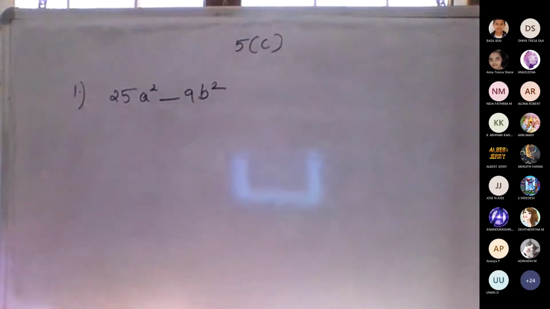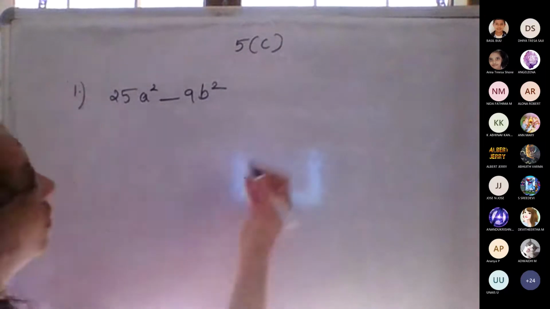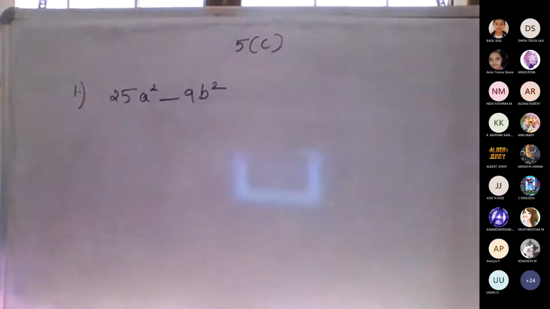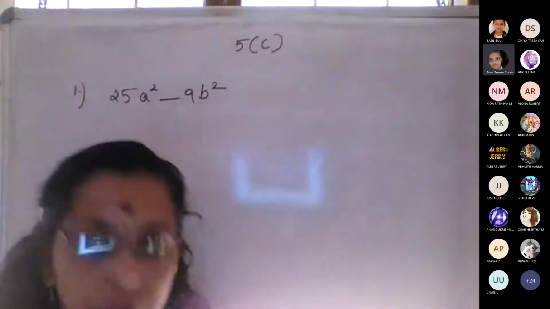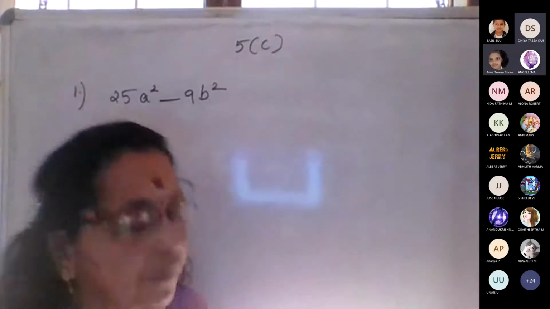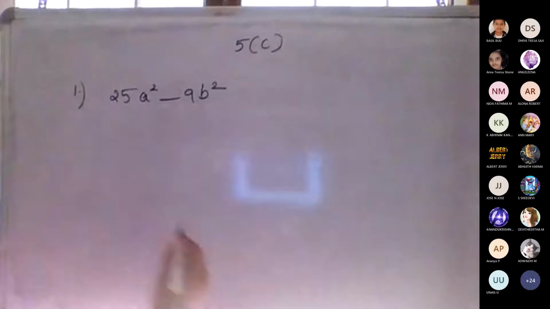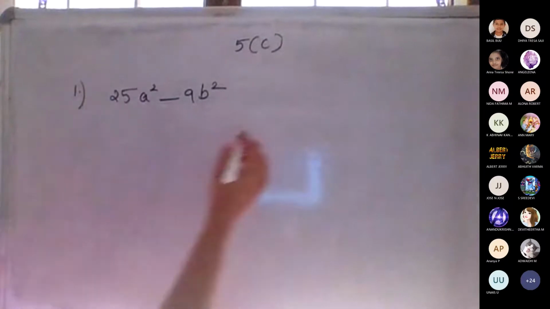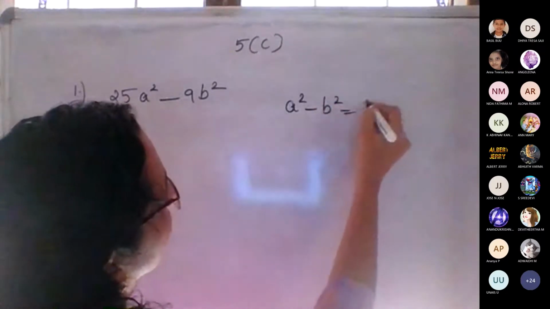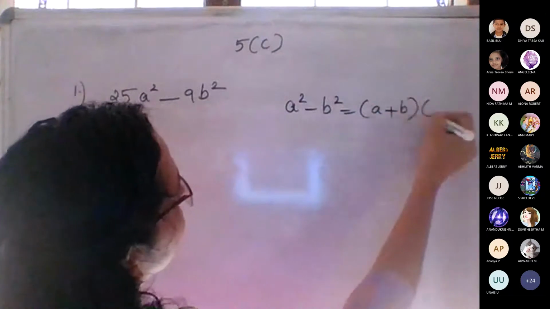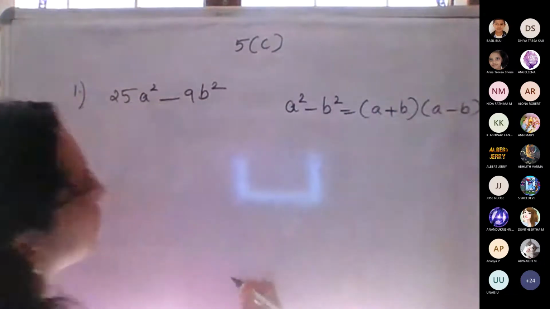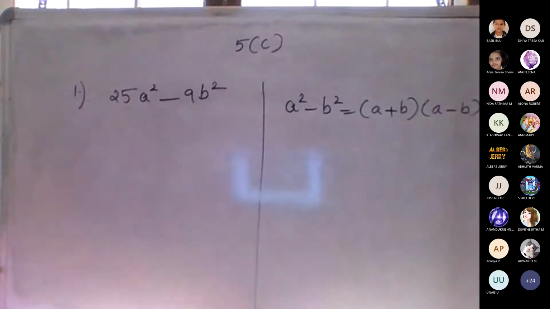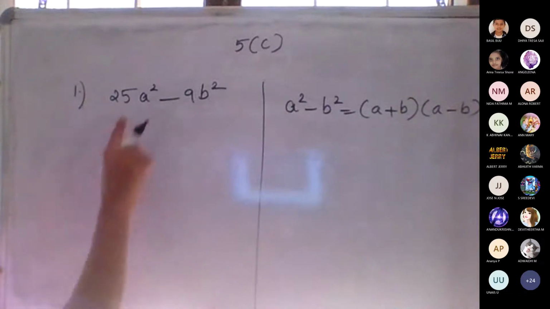So we have to make it in the form of a square minus b square. Or x, whichever method you are following. So we know a square minus b square is what? We know the formula: a plus b into a minus b. So using the formula, 25a square.